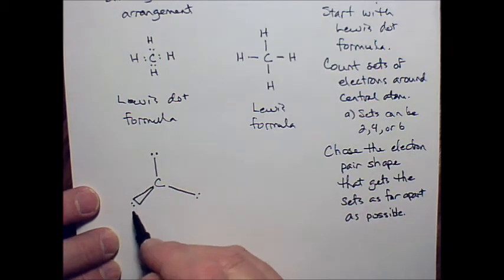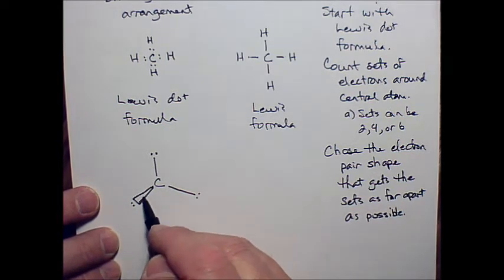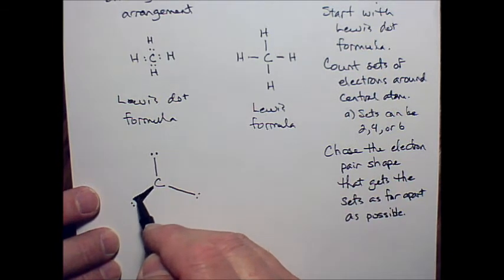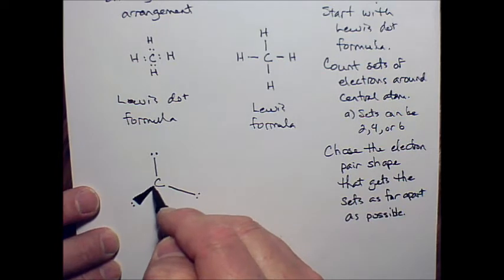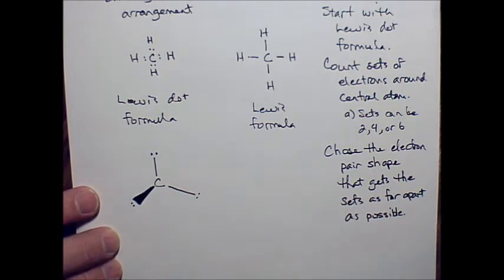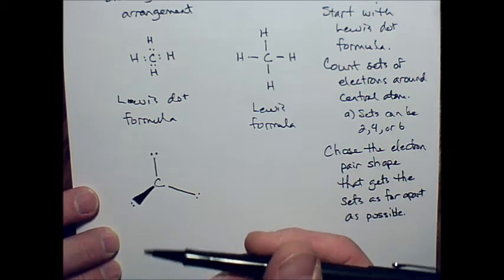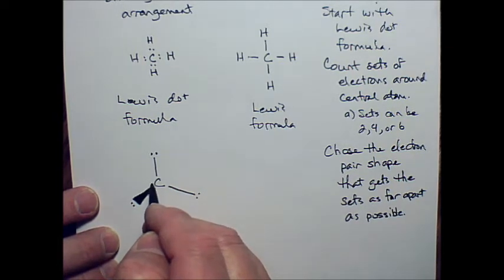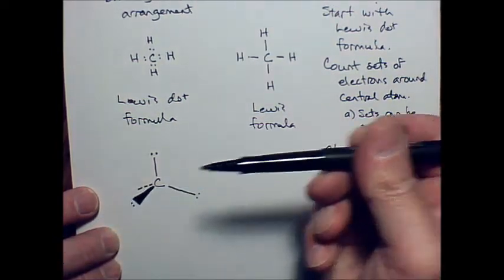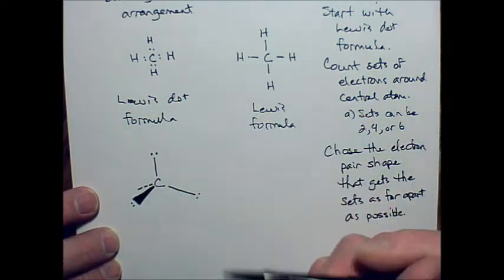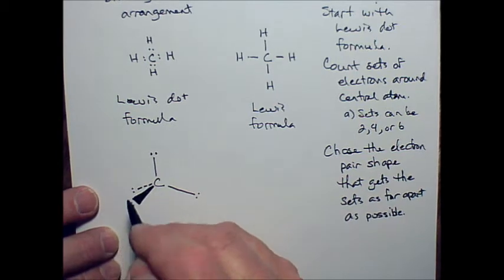Now, it's okay to draw it like that. Really, you're supposed to have it as a black triangle, but that's not a big deal if you don't when you're drawing it by hand. And that's the one that's coming out from the paper toward you. Then we need a set of electrons that are going back behind the paper. So instead of being straight out like that, they're actually going back behind the paper, 109.5 degrees.